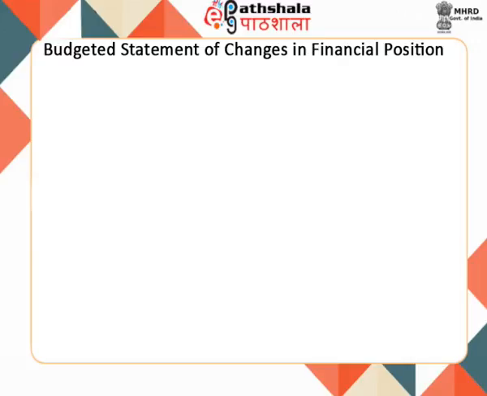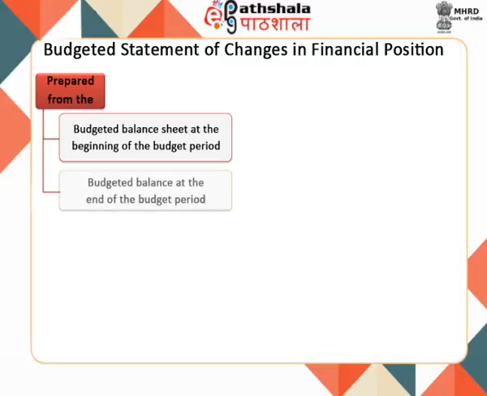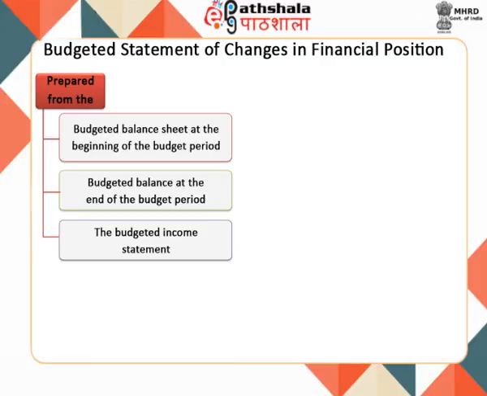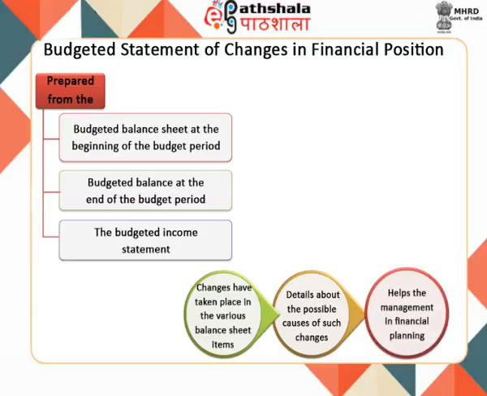Budgeted statement of changes in financial position is generally prepared from the budgeted balance sheet at the beginning of the budget period, budgeted balance sheet at the end of the budget period, and the budgeted income statement. This statement shows what changes have taken place in the various balance sheet items over a budget period and details about the possible causes of such changes. This projected statement of changes in financial position helps the management in financial planning.